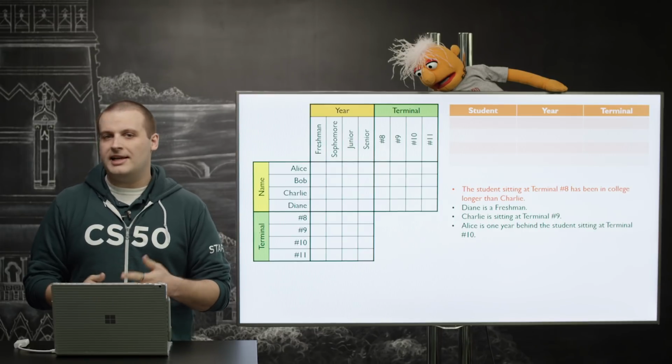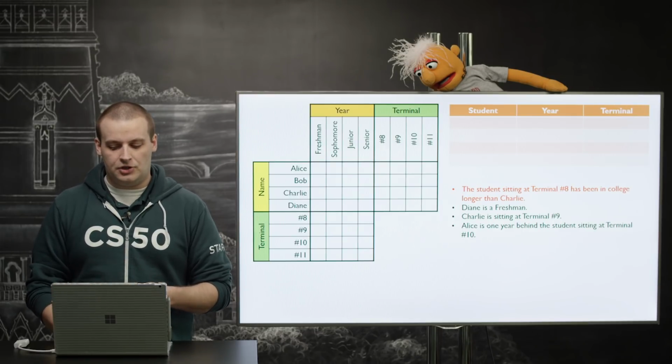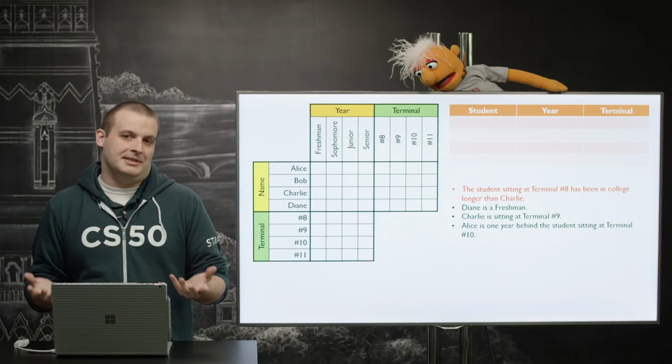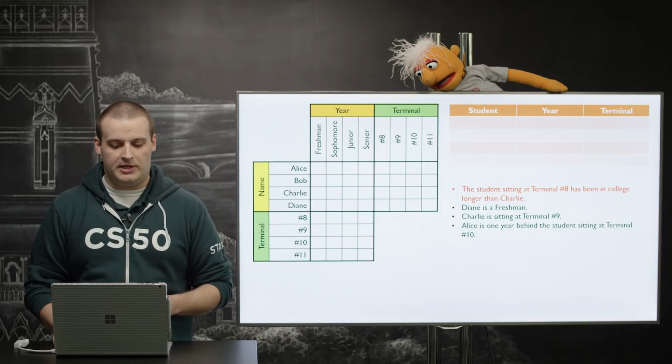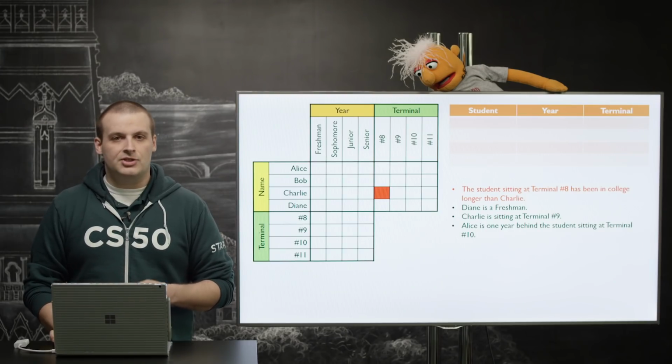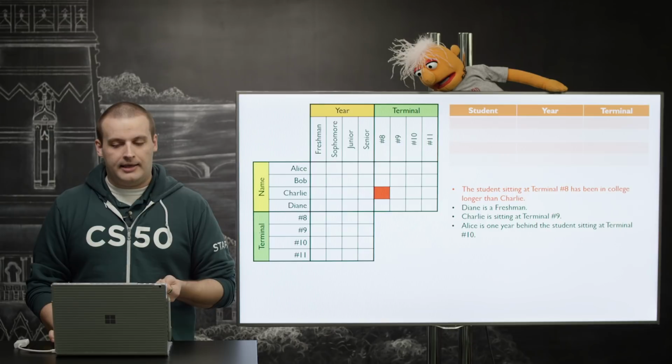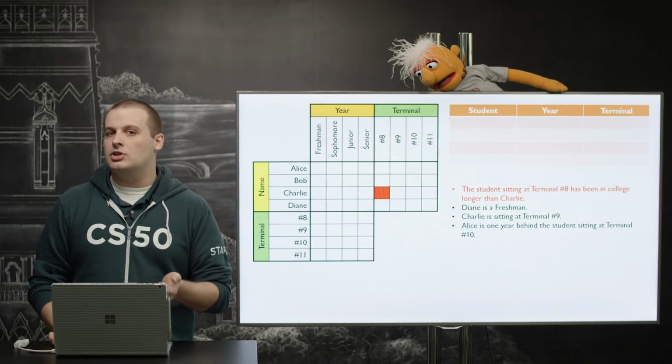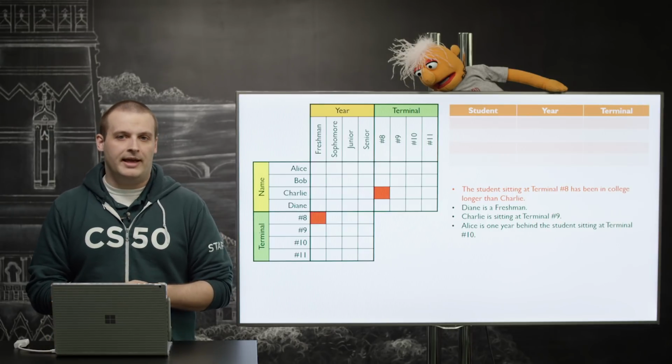What does this tell us? Well, it actually tells us a couple of things. First, we know that Charlie is not seated at terminal 8 because we're talking about 2 different people. So we can basically X that one out or color it in red or whatever we want to do on our grid. The other thing we know is that the student sitting at terminal 8 cannot be a freshman because they've been in college longer than Charlie. So we can also X that one out.